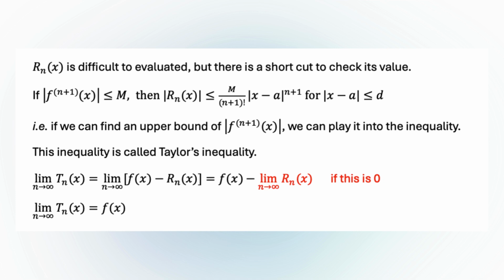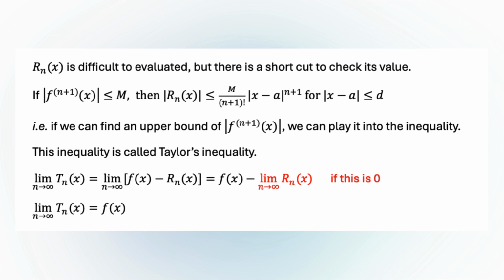So if the limit as n approaches infinity of T sub n of x, which is the Taylor polynomial, equals f of x minus R sub n of x, and if the remainder R sub n of x goes to 0, then we know the Taylor series does converge to the function.